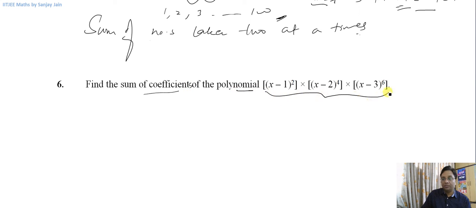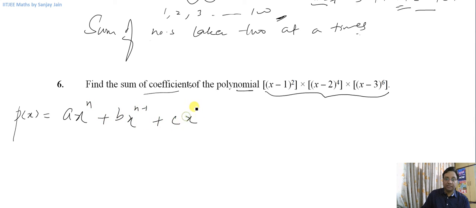So a polynomial is given in this form, and I need to find the sum of coefficients. If you have listened to my lectures, if you have watched all the previous videos, then you know what the sum of coefficients is. Let us say I've got any polynomial p of x, ax raised to power n plus b x raised to power n minus 1 plus c x raised to power n minus 2 and so on, and I need to find the sum of coefficients.